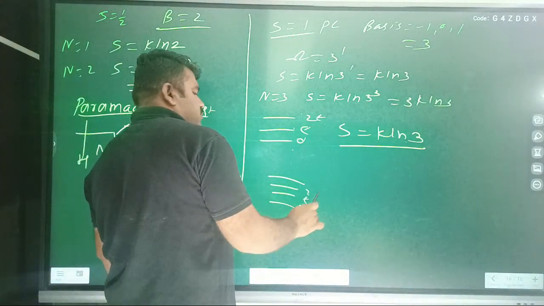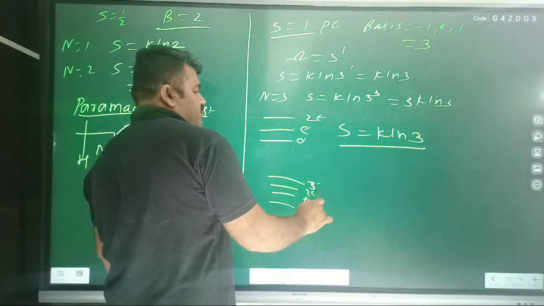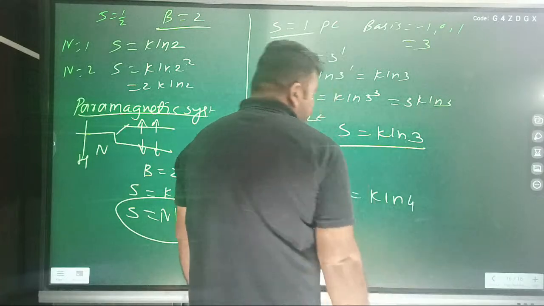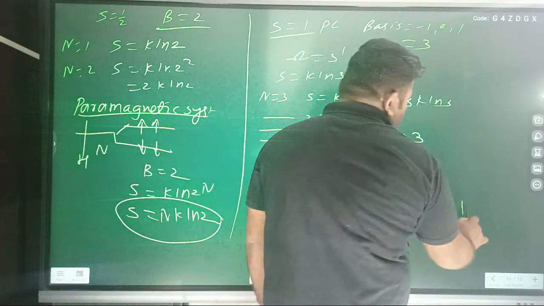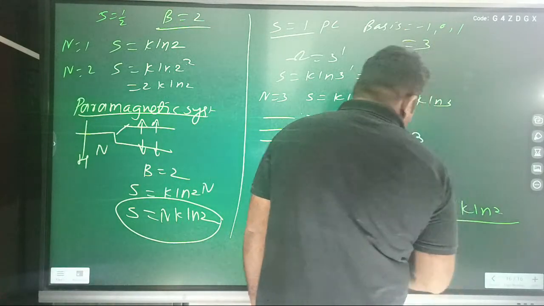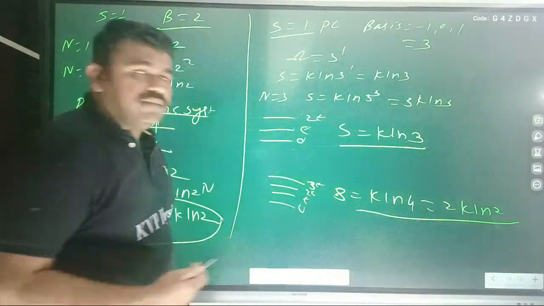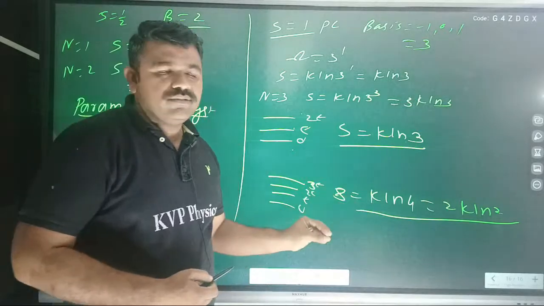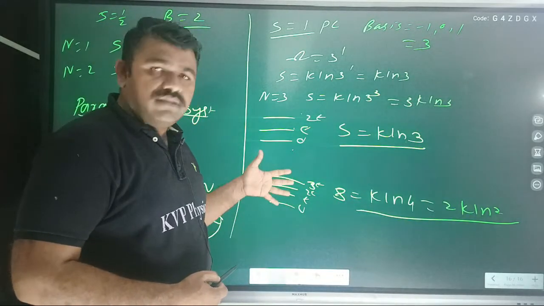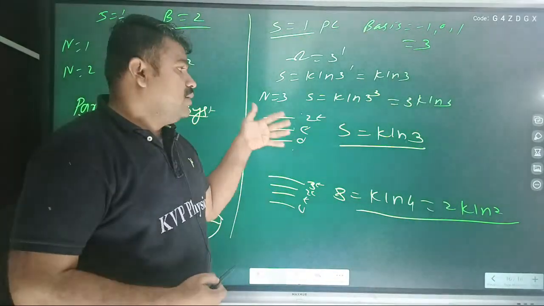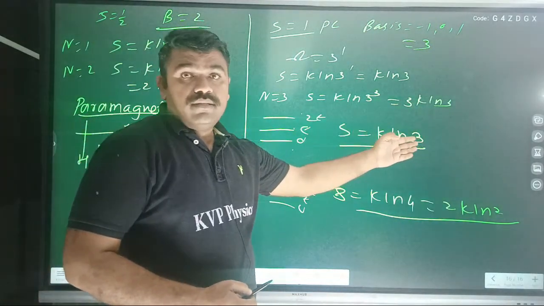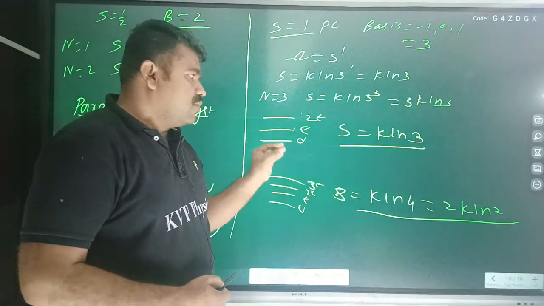Here the system is like that: 0, epsilon, 2 epsilon, 3 epsilon. Means entropy S is equal to K ln 4, which means 2 K ln 2. Do you understand? The system has changed, so the microstates have changed. A microstate is nothing but the number of energy levels. Here it is equal to 3; 3 is the number of microstates, or omega.